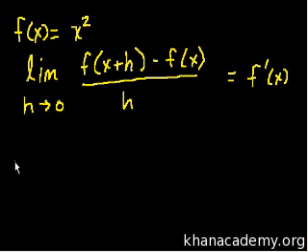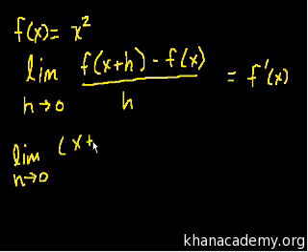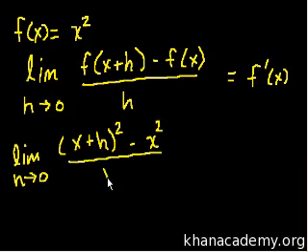So we're going to say the limit as h approaches 0 of f of x plus h. Well, f of x plus h is just x plus h squared, right? I just took the x plus h and put it into f of x, minus f of x, well, that's just x squared, over h.